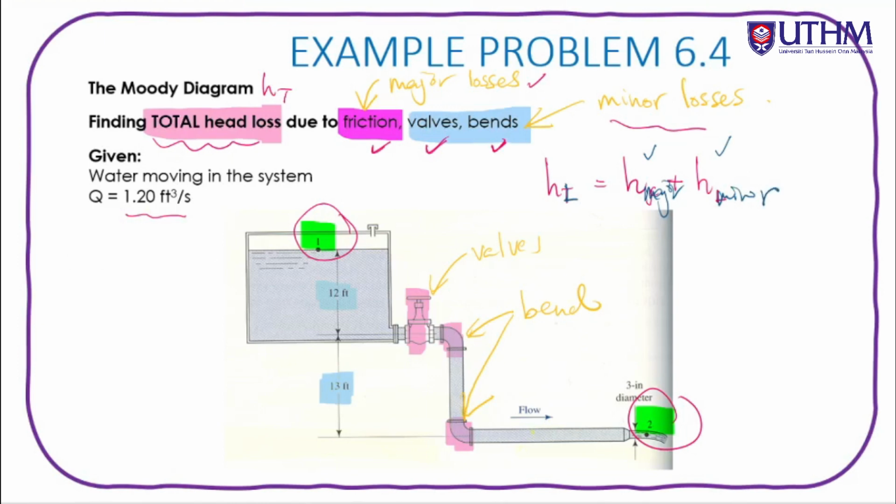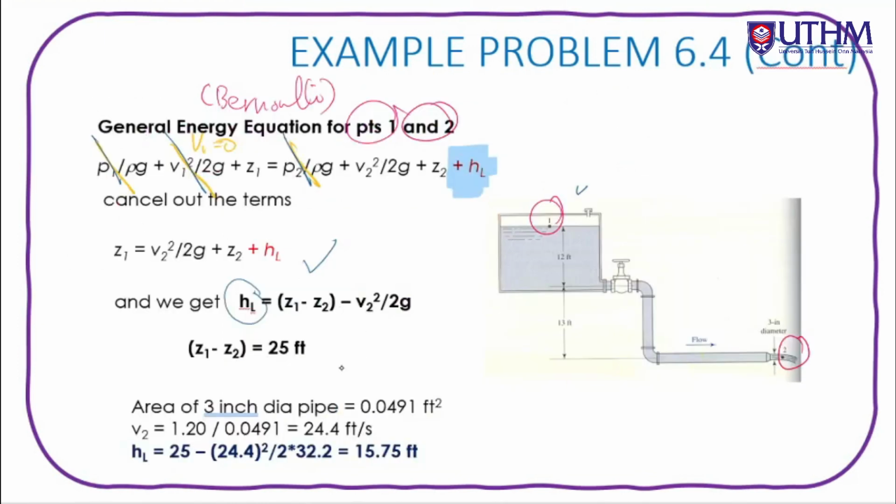Okay, alright. So kalau kita tengok dekat sini, as information given here, Z1 minus Z2 adalah 12 tambah 13. So kita dah tahu this part will be 25 feet kan. So what else? Kita kena dapatkan this value of V2 kan. Macam mana nak dapat V2 kan?